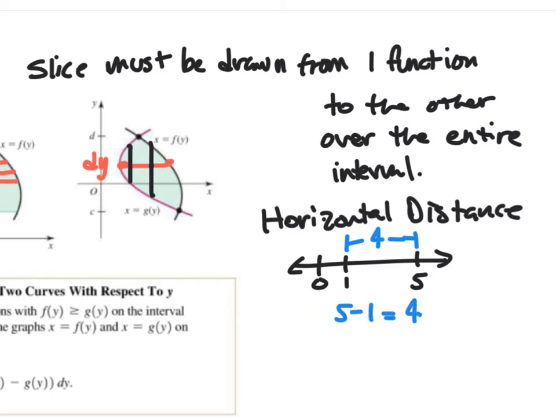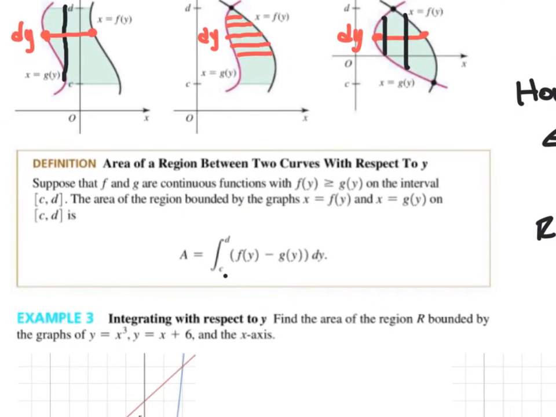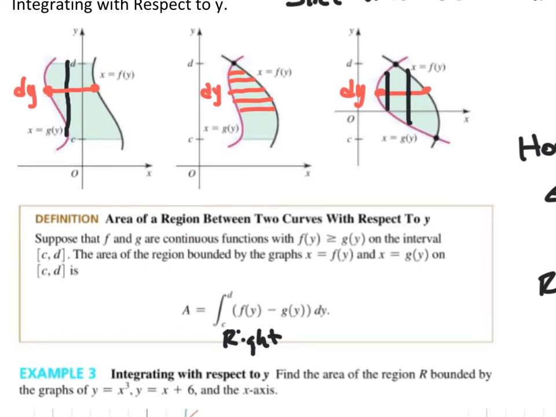So now there's a difference. Now I have to go right minus left, and that's always going to be the case. Over here, from this definition, this is always going to be the right function, and notice how f is always on the right. So f minus g, that's on the left. So right minus left.